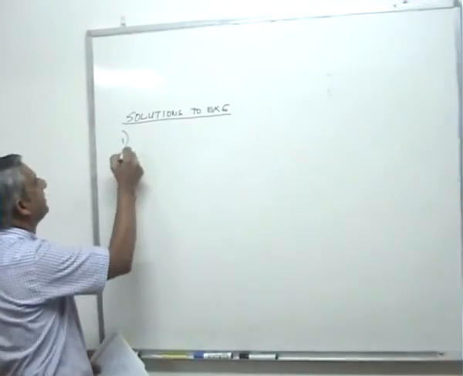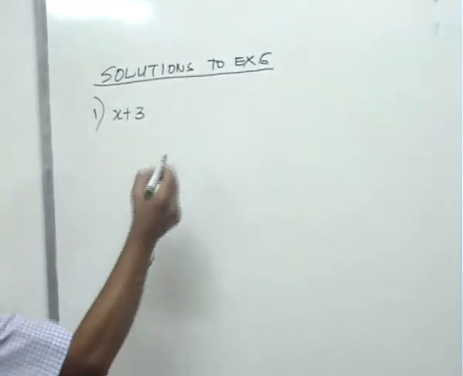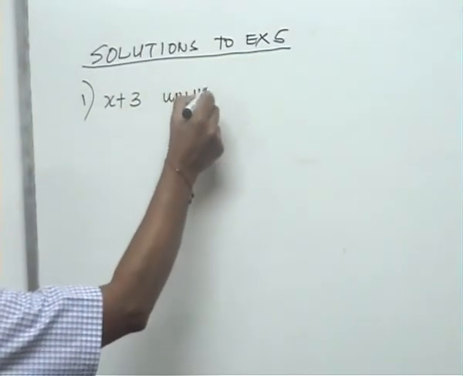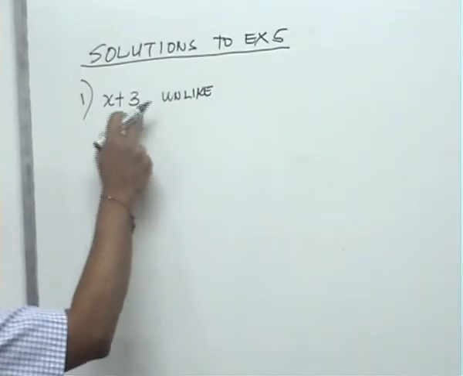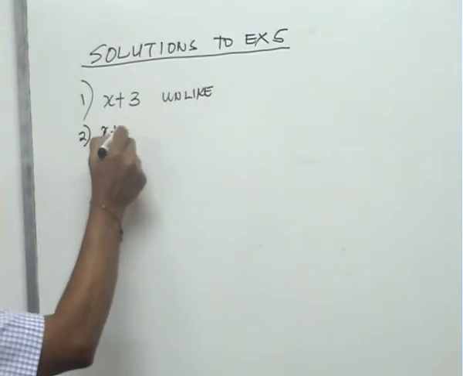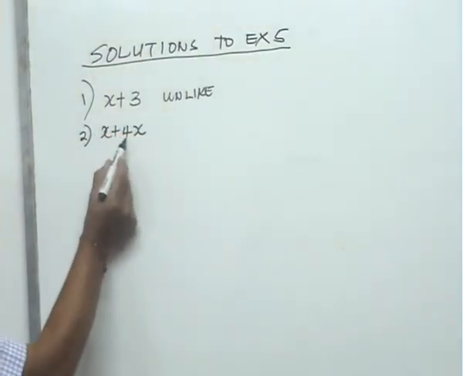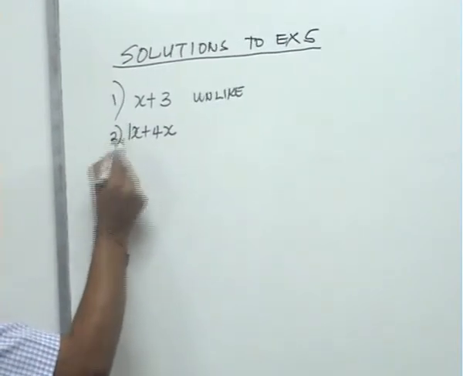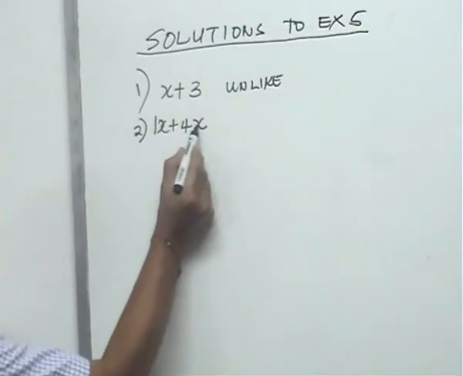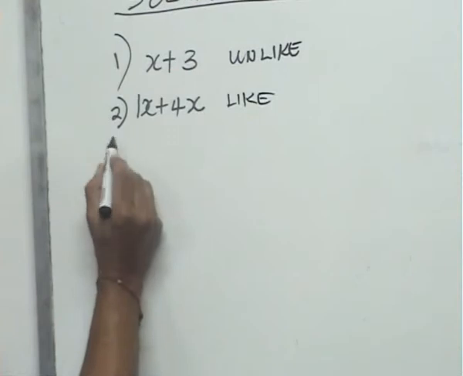Number 1, x plus 3. You merely have to tell me whether they were like or unlike terms. So this is unlike because the powers are not the same. Number 2, x plus 4x. I don't have to worry about the number. This is 4 and here the number 1 is understood. So x plus 4x, I don't worry about the numbers. Just x and x, the powers are the same. So this is like.